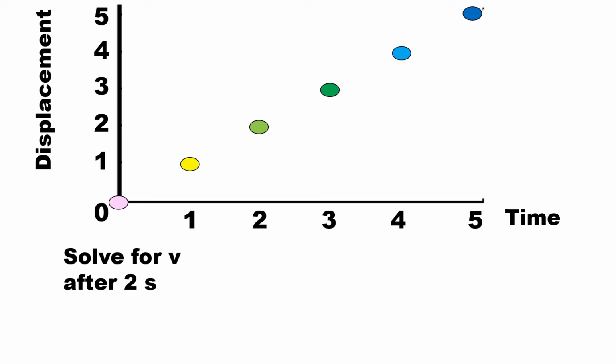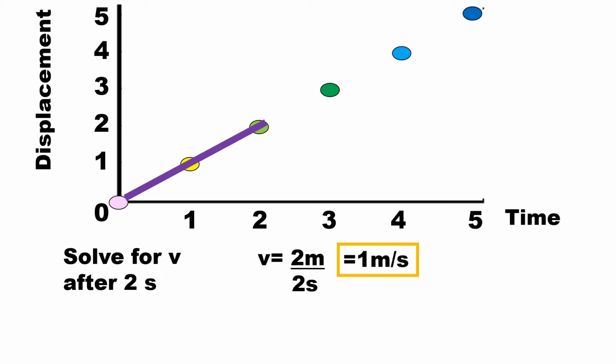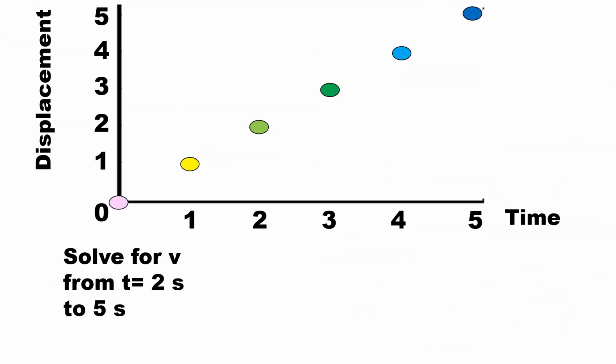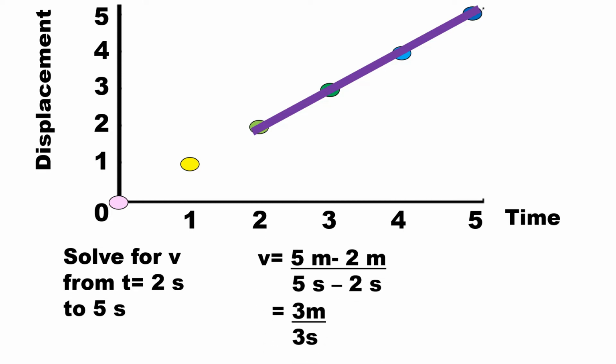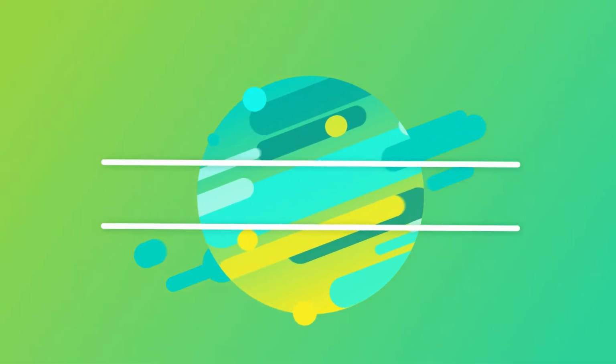Now let's solve for velocity after 2 seconds. The rise is 2 meters and the run is 2 seconds, which equals 1 meter per second. Even if we do this again at different points of the slope, since our slope is in a straight line, this will only indicate that the velocity will be constant. For this problem, it's constant at 1 meter per second. Solving the slope is easy.